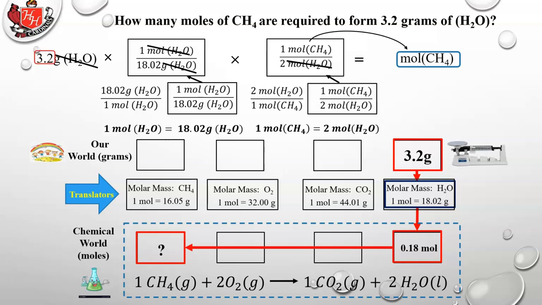So we have 3.2 times 1 divided by 18.02 divided by 2. You multiply everything on the top and divide by everything on the bottom. And when you do that, you get 0.094 moles of CH4. And if you're so inclined, you can go down to the box on the lower left where the question mark is, and you can go ahead and replace that. There's no need to do that, but that's where that number would go.